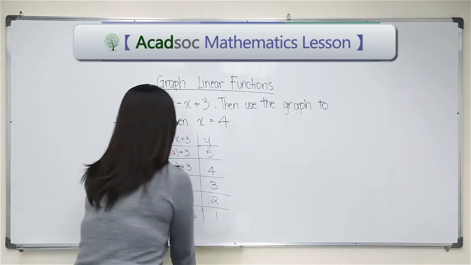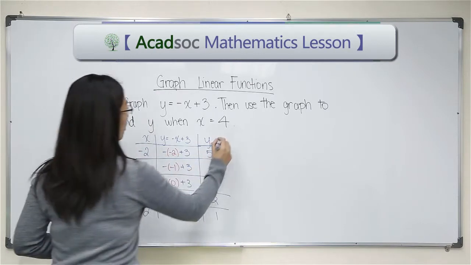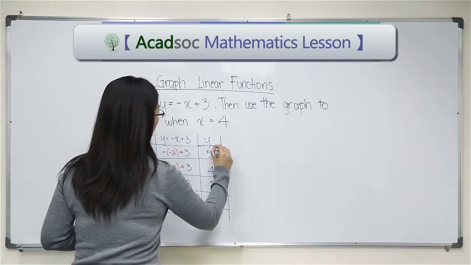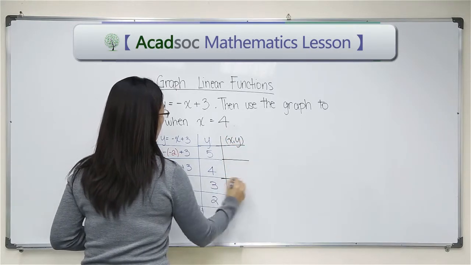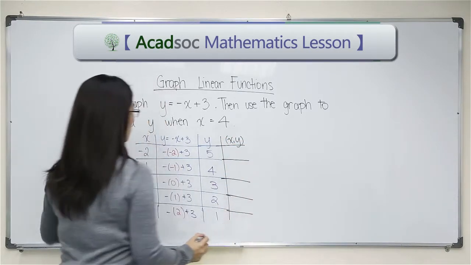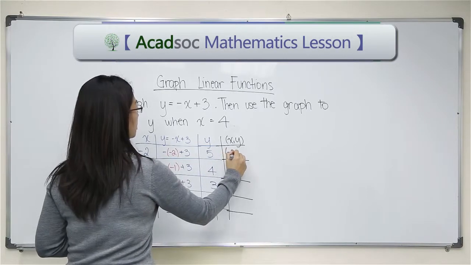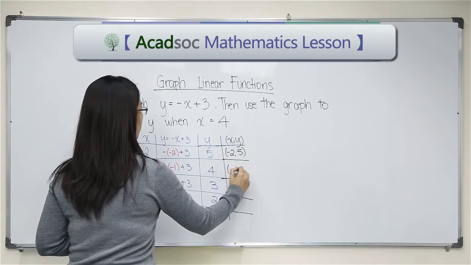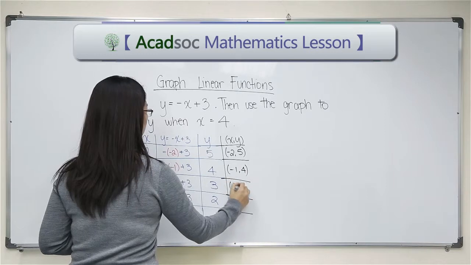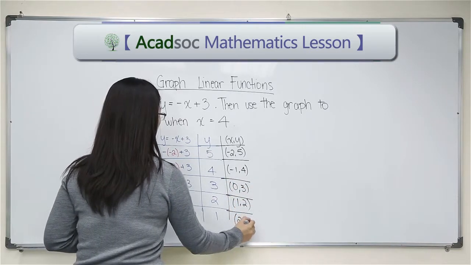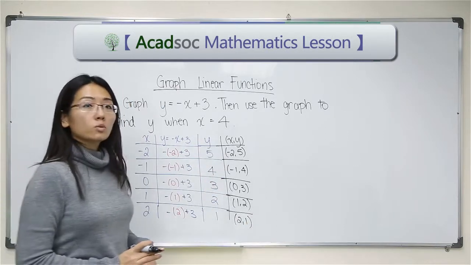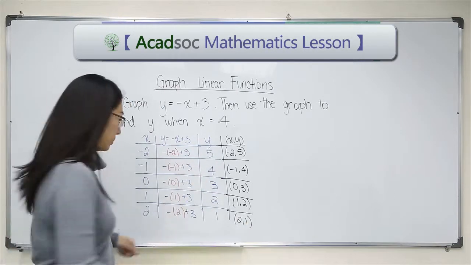So here on this far end, I'm going to put all of the x's and the y's together to create our ordered pairs. In the last column, you see that we have the ordered pairs negative 2, 5; negative 1, 4; 0, 3; 1, 2; 2, 1. So these are the 5 ordered pairs we're going to use to graph our function.